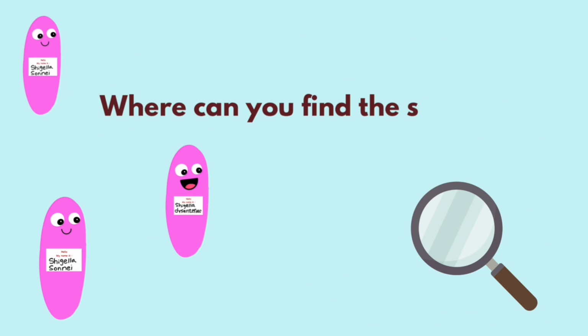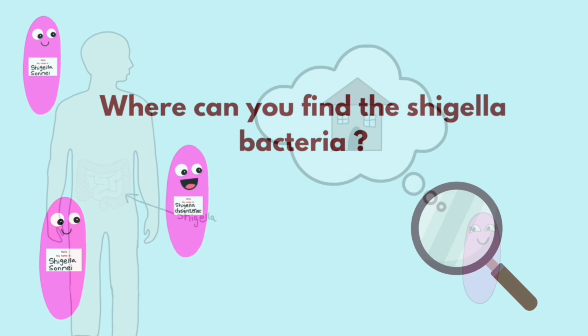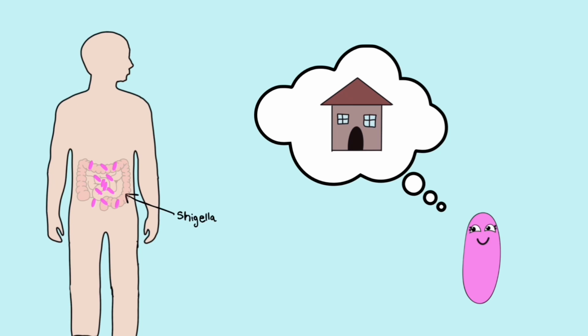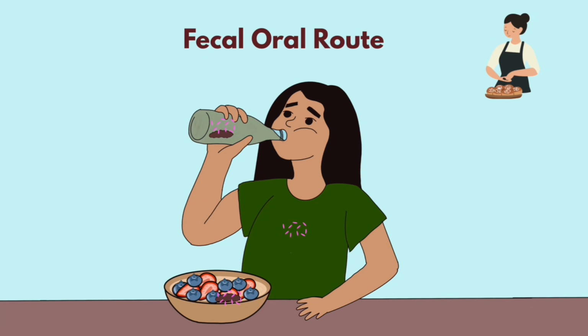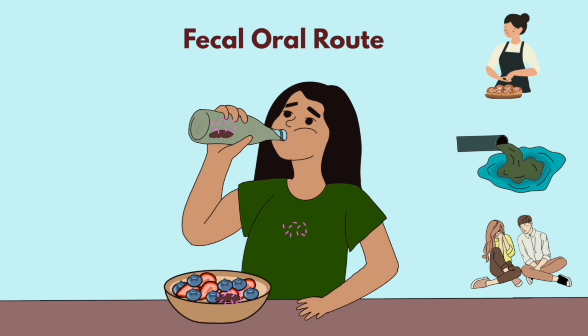So where can you expect to find the Shigella bacteria? Well, Shigella is found only in humans. It lives in the intestinal tract of infected people and is shed out of the body through the feces of that person. People get it through the fecal-oral route, meaning people have to ingest or swallow things that have come in contact with the poop of an infected person. This could happen by eating food that has been contaminated by the person with shigellosis through preparing or handling the food, drinking unclean water, or through certain types of sexual contact.